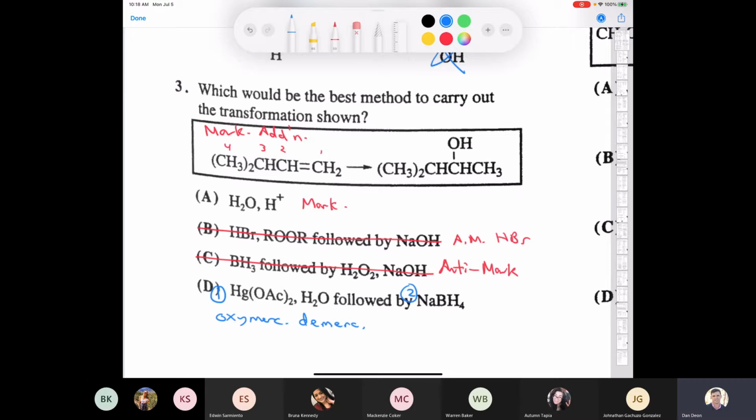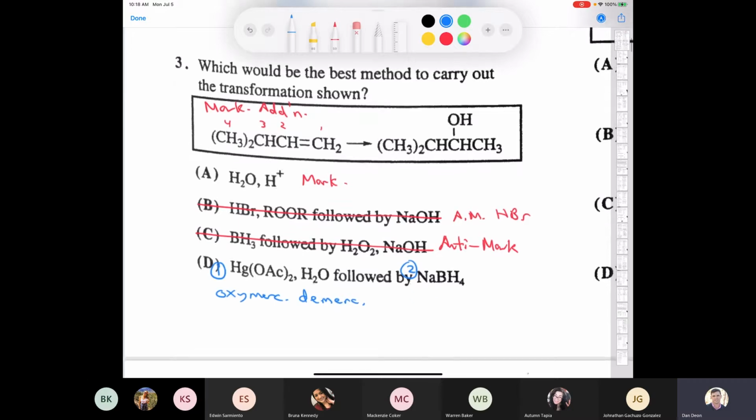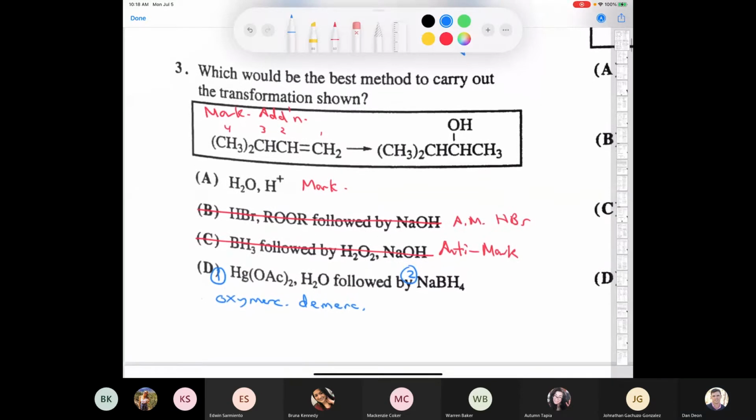This is oxymercuration, demercuration. What's the purpose of this? Is that it, go ahead. Sorry, my Teams is lagging really bad. Yeah, I was going to say it was the oxymercuration, demercuration. Right, because we avoid a carbocation rearrangement.